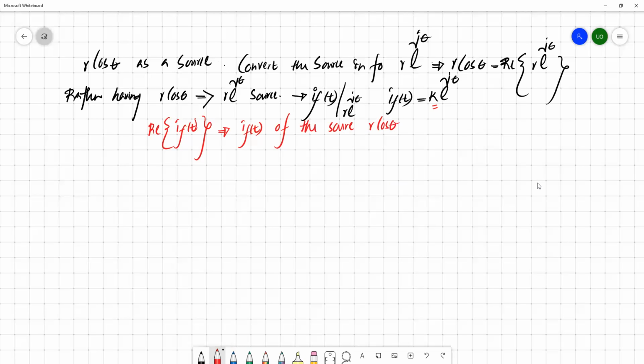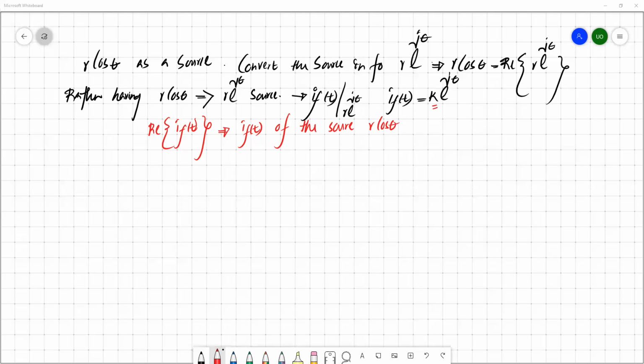Okay, so this is the stuff I want to highlight. Next time we'll move to phasor circuits: how do you replace this time domain circuit using a phasor? We'll discuss it in the next video.